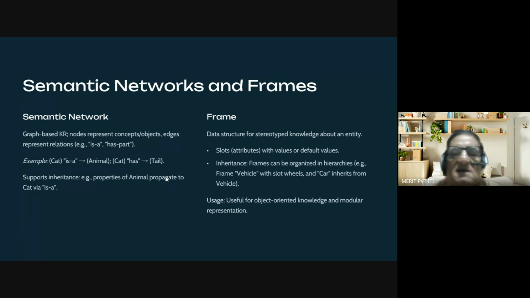A frame is a data structure for stereotyped knowledge about an entity. Slots are attributes with values or default values. Inheritance: frames can be organized in a hierarchy. For example, a frame vehicle with slot wheel, and car inherits from vehicle. It is useful for object-oriented knowledge and modular representation. So this is the semantic network and frame. Look at what a semantic network is and what a frame is, and their applications.